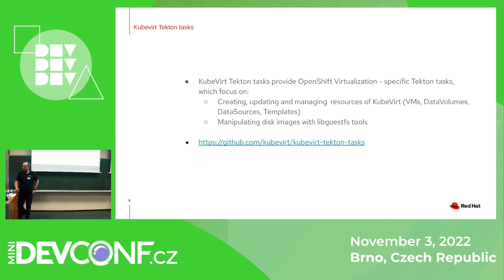And now about the project. Kubevirt-tekton-tasks provides specific OpenShift virtualization tasks, which focus on creating virtual machines, deleting them, starting VMs, creating data volumes, data sources. Of course, you can do some manipulation with the PVC. You can run, for example, disk virt customize, disk virt sysprep, and many other actions. You can find the project under the link in the slides.